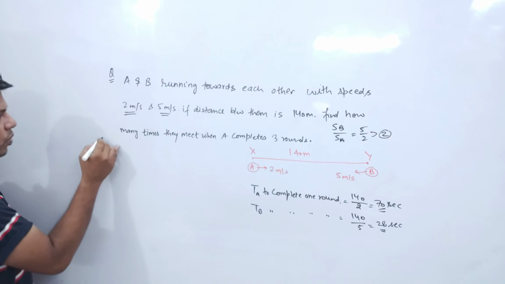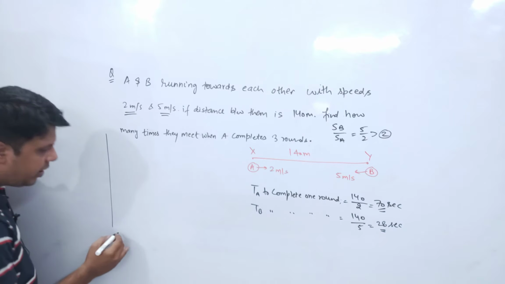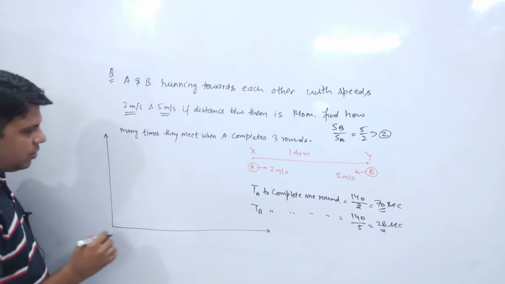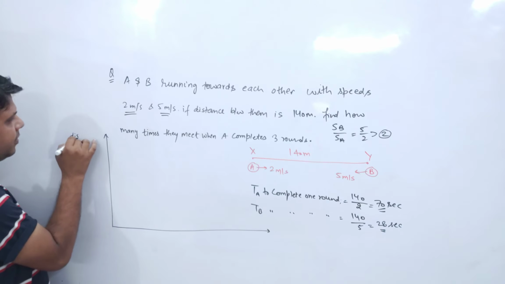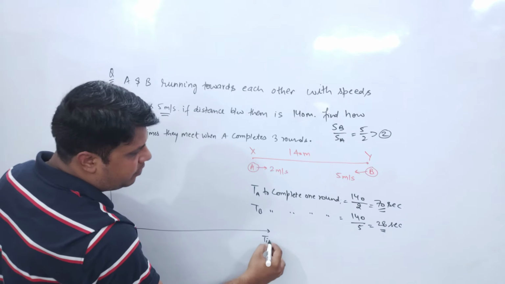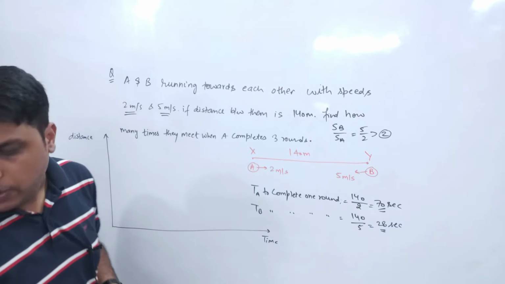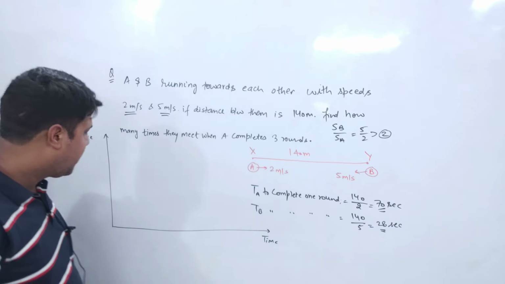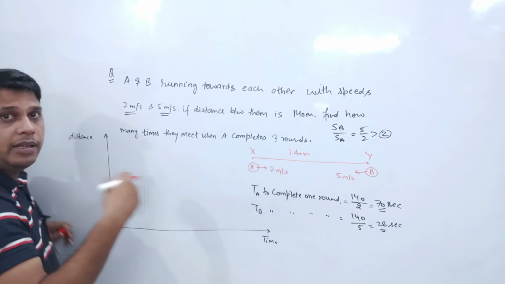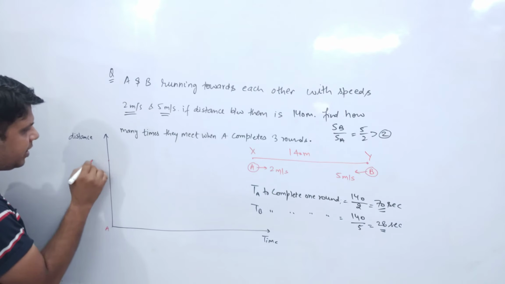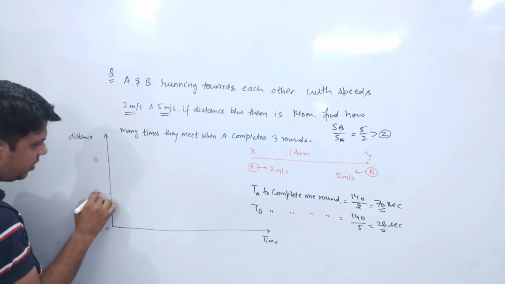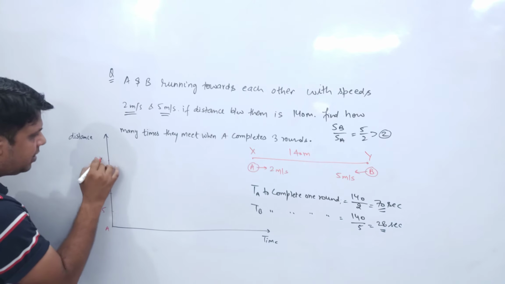Okay, so what I need to do, I need to plot a graph. Okay, so here we have distance, and here I want to plot the time taken by the person to complete one round. Starting with the A, so let us suppose A is starting with this place, and B is starting just opposite, that is 140 meter. So let us consider this is 140 meter. So this is 35, this is 70, this is 105, and this is 140.